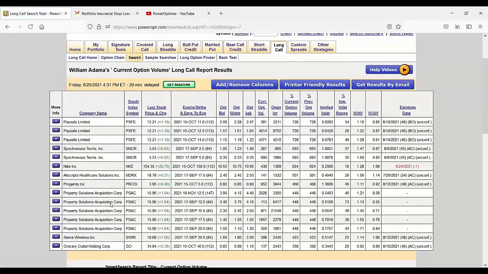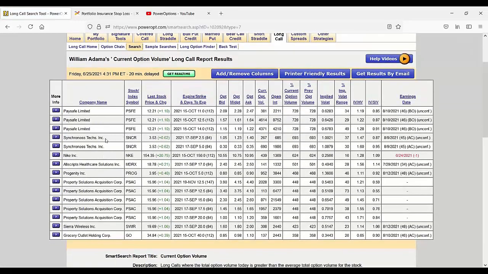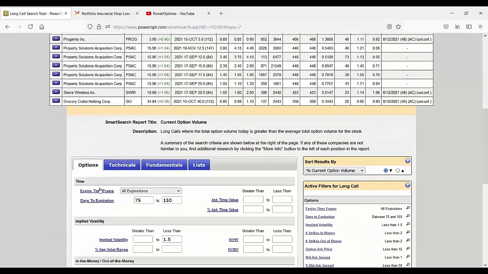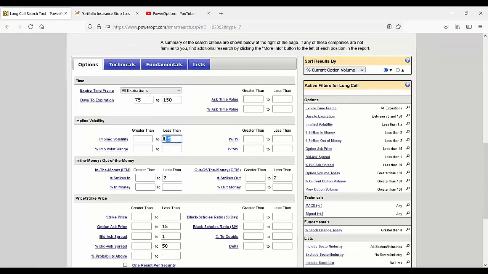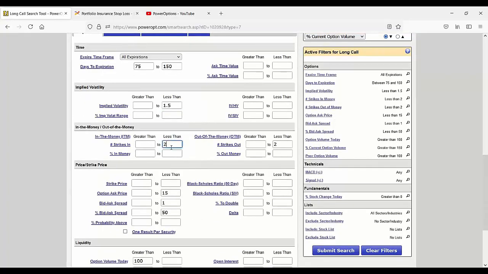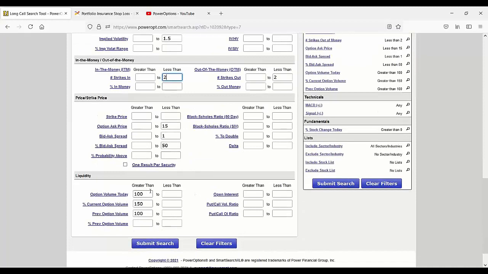Similar to the Bollinger Bands, where we have different stocks here, PaySafe, Syncros, Nike, Sierra Wireless, and so forth. 75 to 150 days out in time. It's not allowing the implied volatility to be above 150%. Only looking for calls that are less than 2 strikes in the money and less than 2 strikes out of the money. So sort of at the money options, maybe a little bit in, maybe a little bit out in that case. Okay, but what's down here?